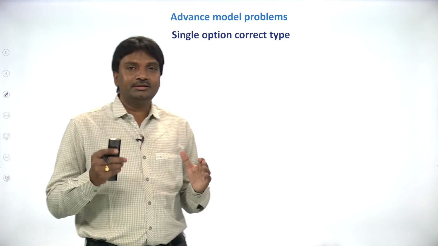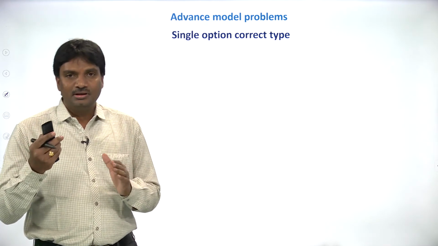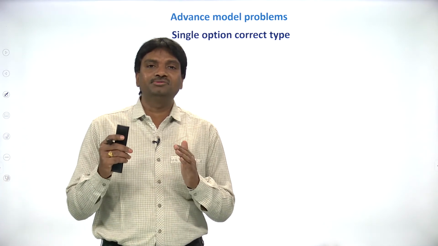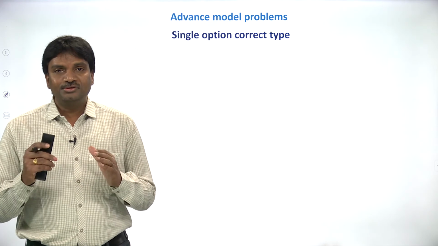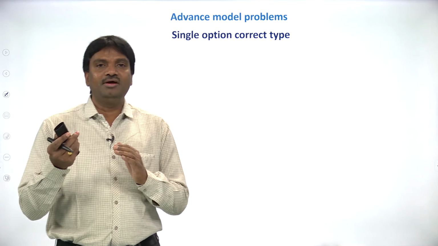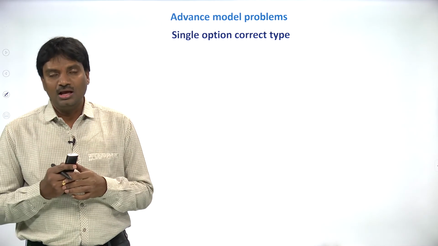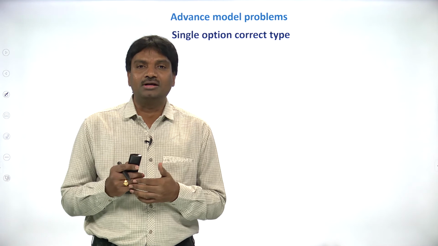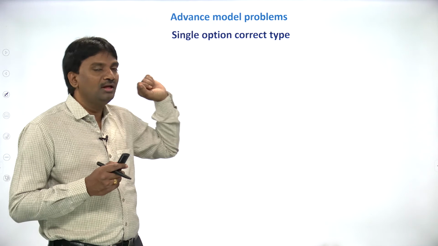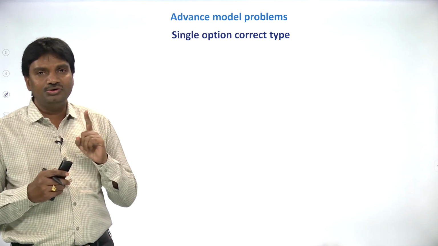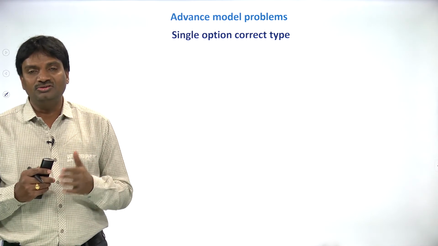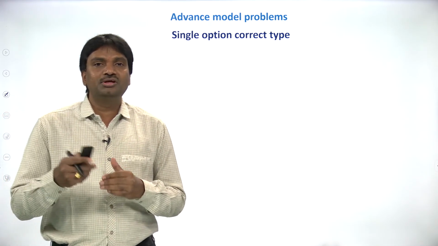So single option correct type is nothing but just like the problems related to mains. Till now we have done the problems related to mains model. In mains model questions, with respect to the given question there exist 4 answers. Out of those 4 answers we have to choose only one correct option, just like that here also in advanced model examination. For single correct option type, one question will be given. With respect to that question, 4 options also will be given. By solving the given problem, we have to choose the correct option.